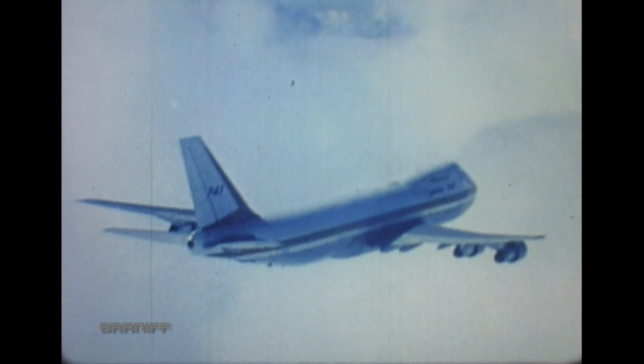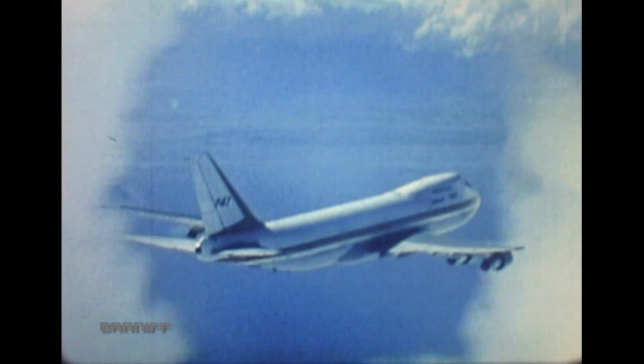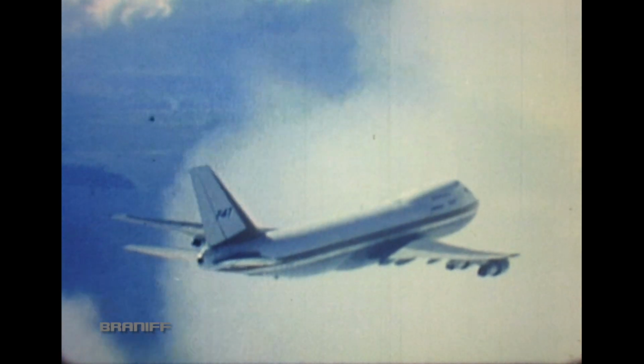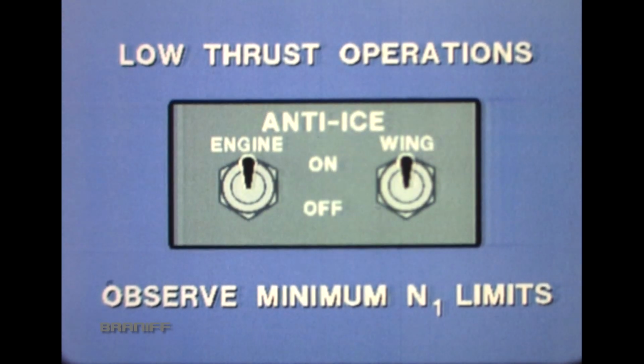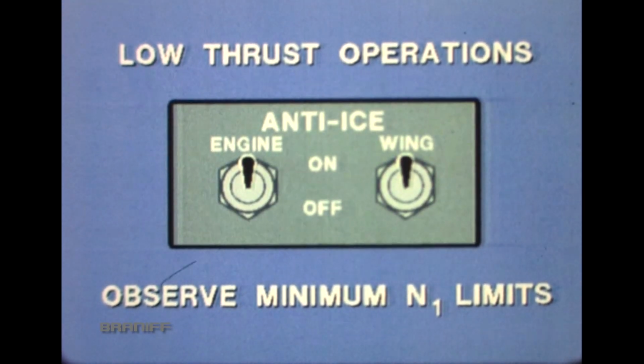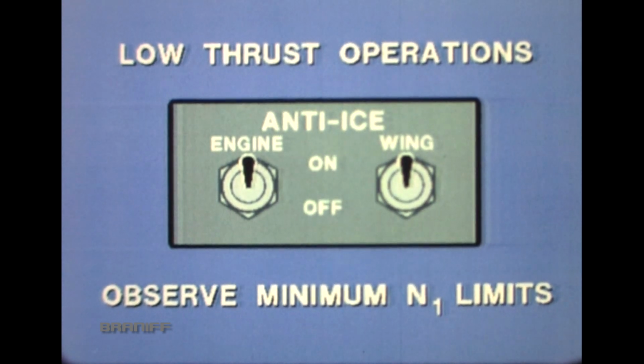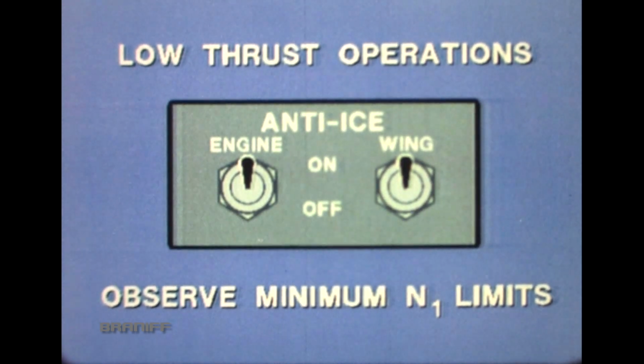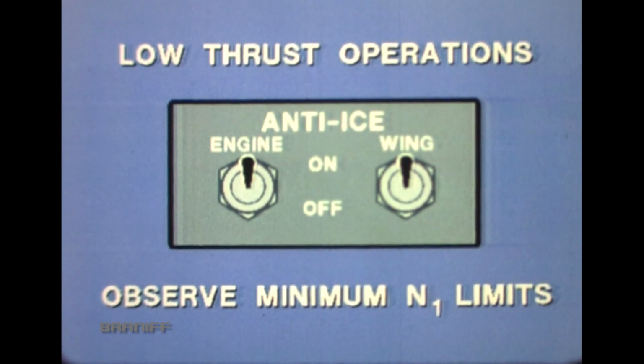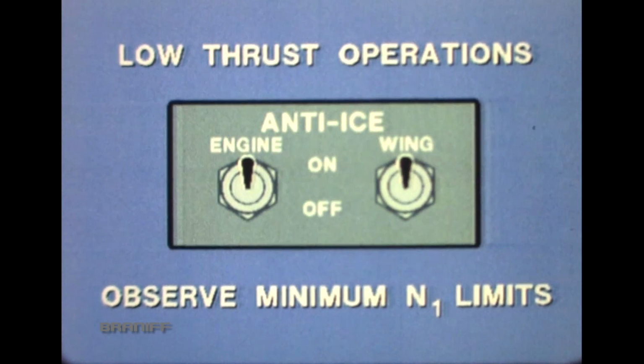During flight, icing conditions should be anticipated. The anti-ice systems must be used as necessary to prevent or remove ice buildups. Do not operate the anti-ice systems when the total air temperature is above 10 degrees centigrade. If anti-ice is used during low thrust conditions, such as descent for landing, be sure to observe the minimum N1 limits. This ensures that sufficient bleed air is available for anti-ice.